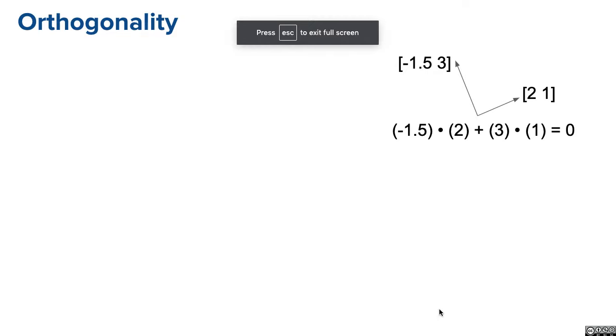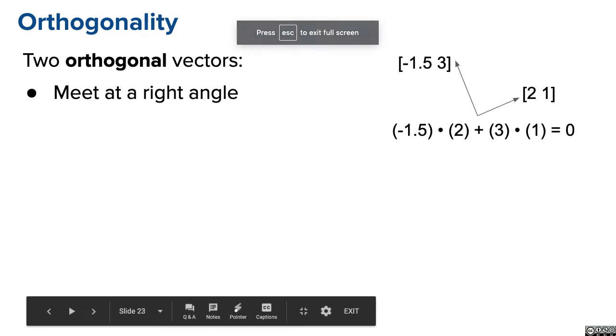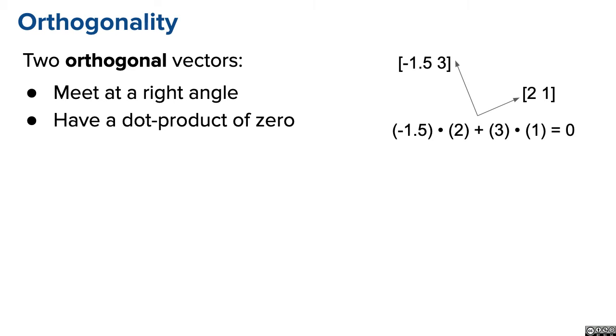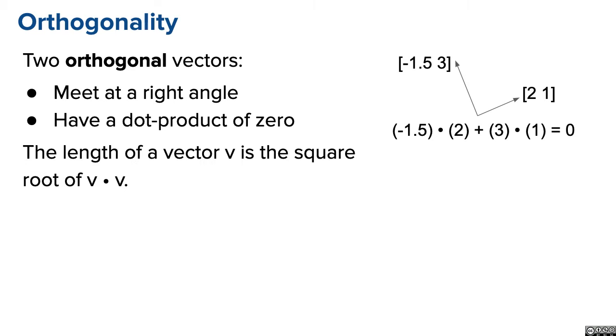We say that two vectors are orthogonal if they meet at a right angle, or if the dot product of those two vectors is 0. The length of a vector is the square root of the dot product of the vector with itself. When you dot product two vectors together, you get a single number. And if the vectors are orthogonal, then that dot product will be 0.